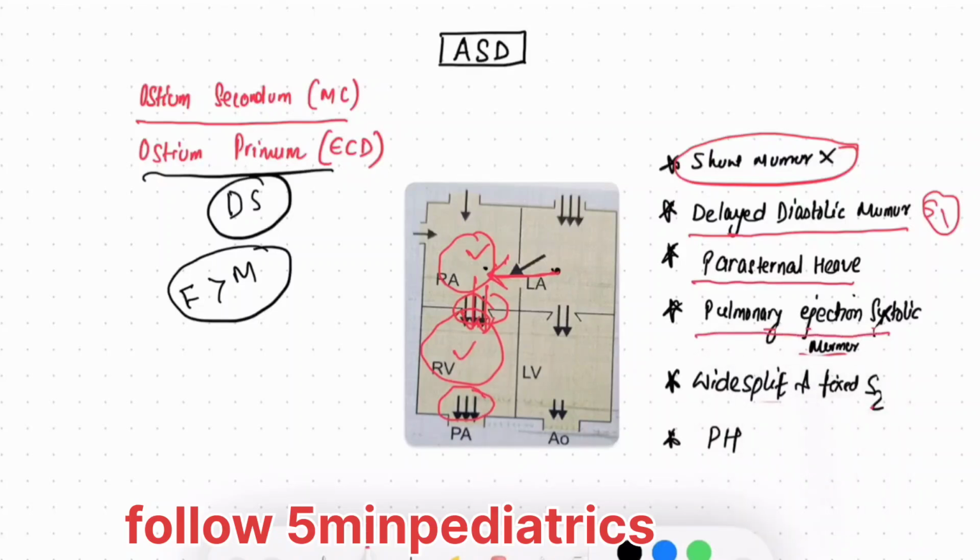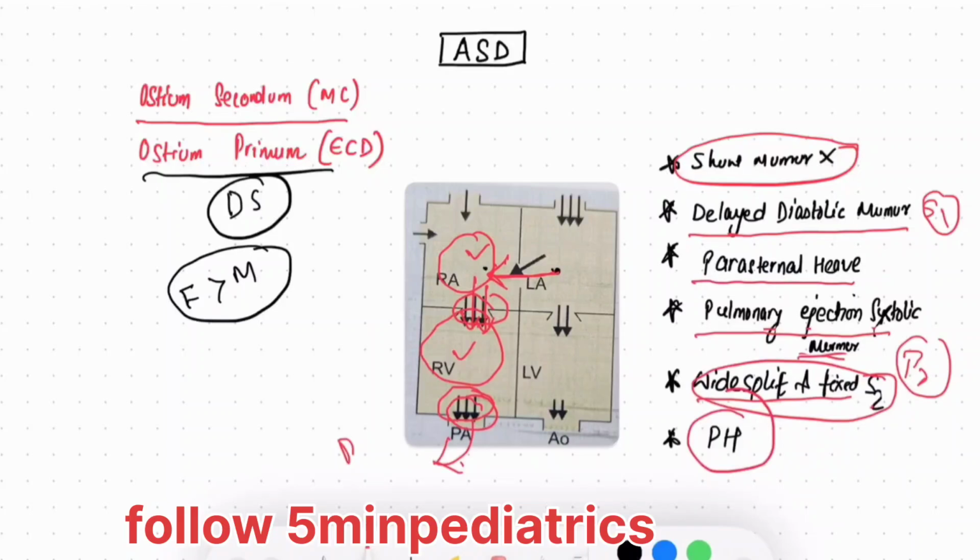Now a large amount of blood passes through the pulmonary valve, so there is a pulmonary ejection systolic murmur. When the blood passes through the pulmonary valve, there is delayed closure of the pulmonary valve, so P2 is delayed and accentuated, and there is a wide split and fixed S2. This is specific to ASD. Now increased blood flow passes through the pulmonary circulation, so there is pulmonary plethora that causes pulmonary hypertension.